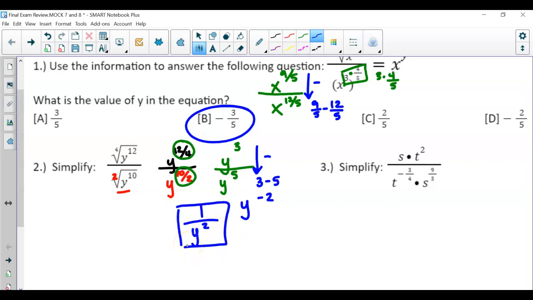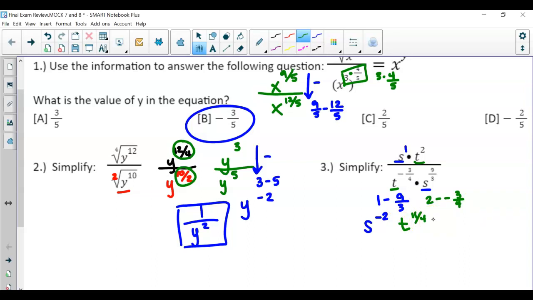And then same thing here. Again, you're dividing, so we need to subtract the exponents, but the bases have to be the same. So here, s technically has that understood exponent of 1, and we're going to subtract that 1 minus 9 thirds. And so the exponent for s now is going to be negative 2. Then same thing with our base of t. We're going to take that 2 minus negative 3 fourths. So now you end up with t to the 11 fourths.